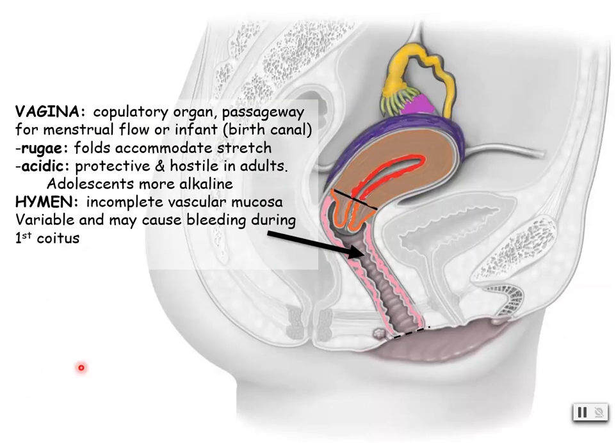All right, so making our way through. Now we have the vagina. The vagina is the copulatory organ. It's also the passageway for menstrual flow. It's also the birth canal. It has folds for accommodation. So we have those rugae again.